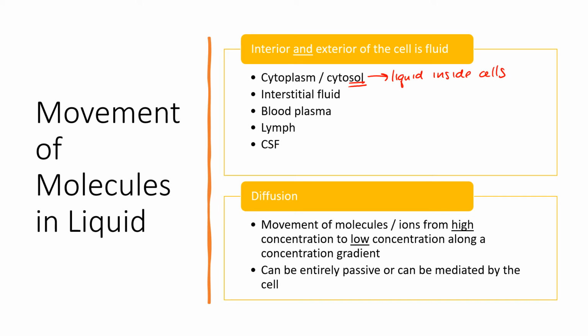Let's start with blood plasma. Your blood's liquid, right? Red blood cells, white blood cells, platelets all float in a liquidy serum called plasma. Liquid part of blood.